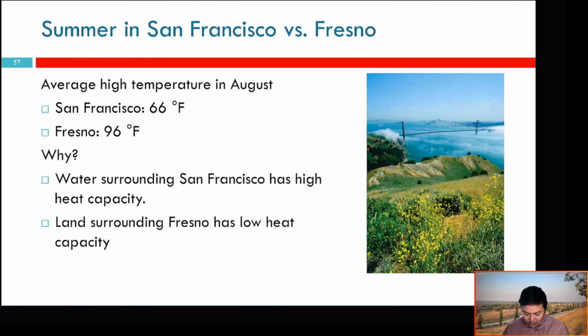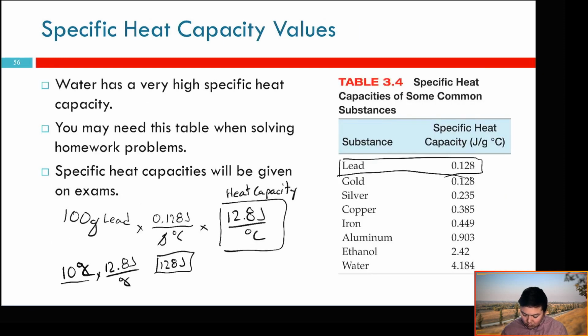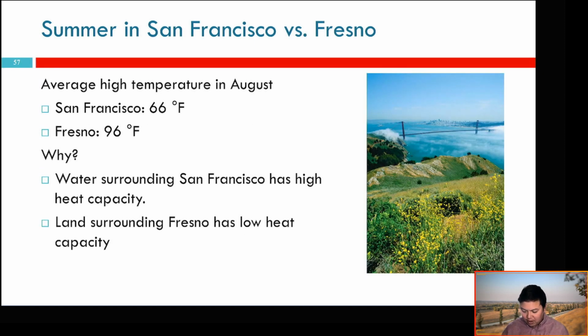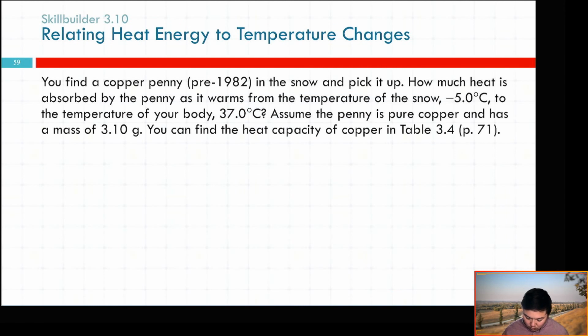So let's go back to table 3.4. Copper is 0.385. I'll write that over here. 0.385, and it's in joules per gram degree C, right? Well, it says the heat capacity here. This is the specific heat capacity because we have grams in the denominator.